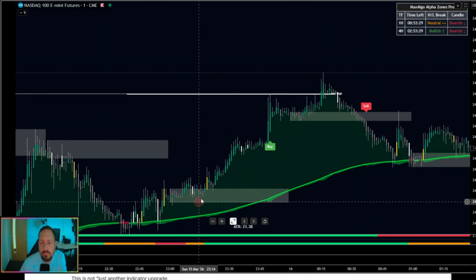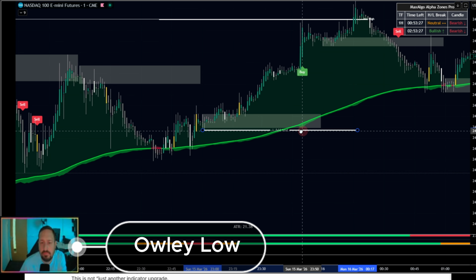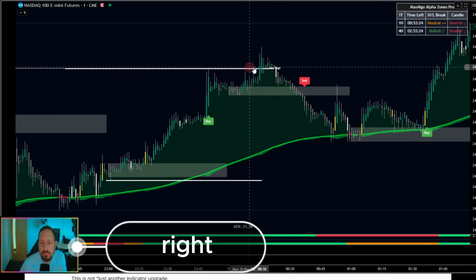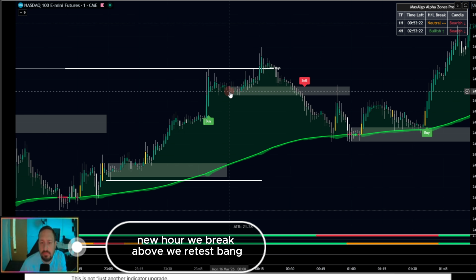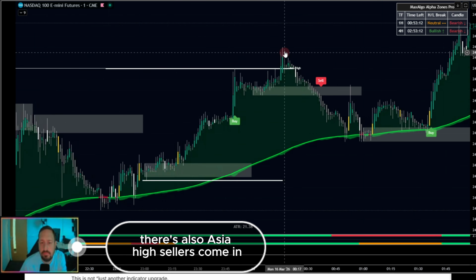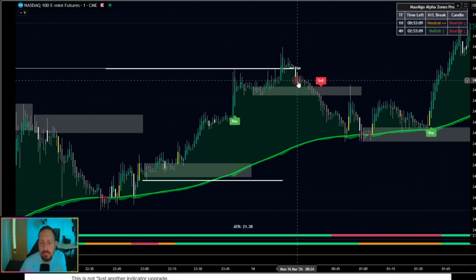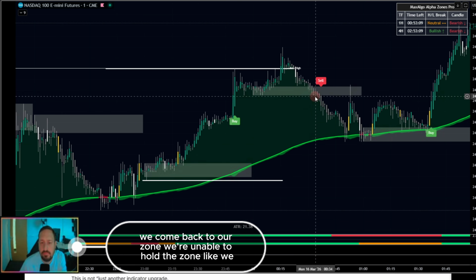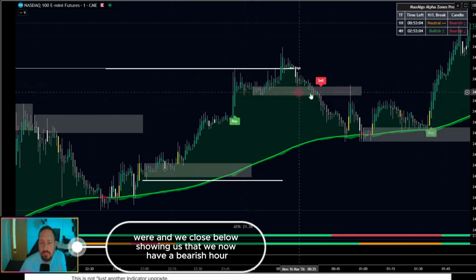Hourly high, hourly low, right? New hour, we break above, we retest, bang, take the previous hourly high as expected. And then there's also Asia high, sellers come in, we come back to our zone, we're unable to hold the zone like we were, and we close below, showing us that we now have a bearish hour.